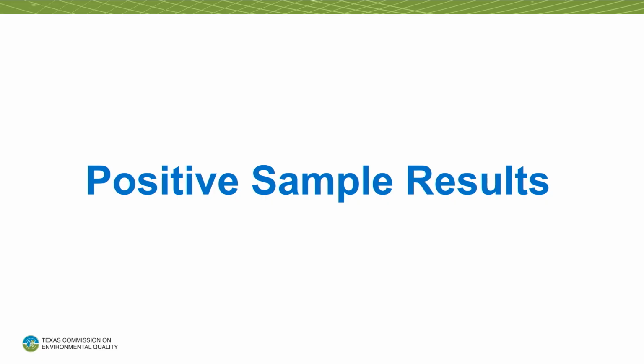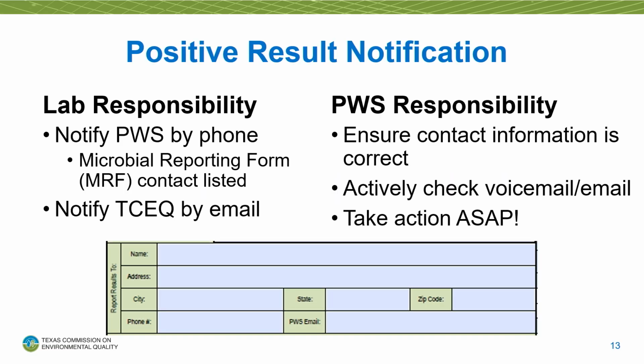So now we'll discuss positive sample results and what that will look like for your system if you were to receive a positive sample. The lab's responsibility is to notify the system by phone and submit the form to them as well, and then notify TCEQ by email. Once you have that information from your laboratory, be sure your contacts are up to date. TCEQ might be getting a hold of you to give that guidance and share what the next steps are for the repeat process. Check your voicemails, and then take action ASAP. Of course, if you have any questions, you're always welcome to give us a call.